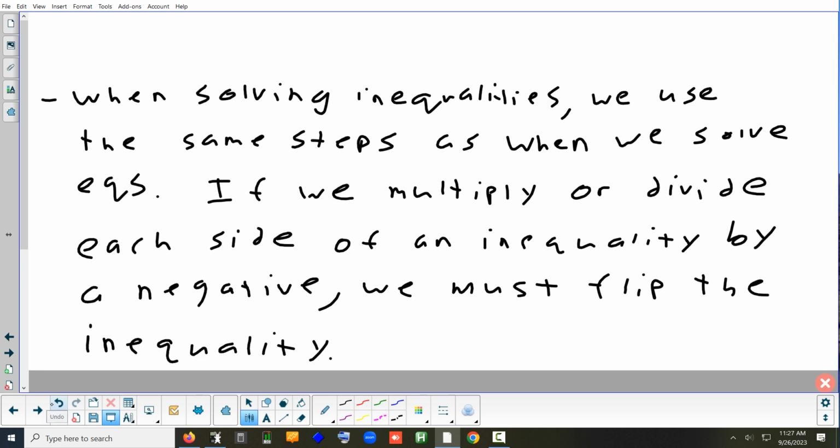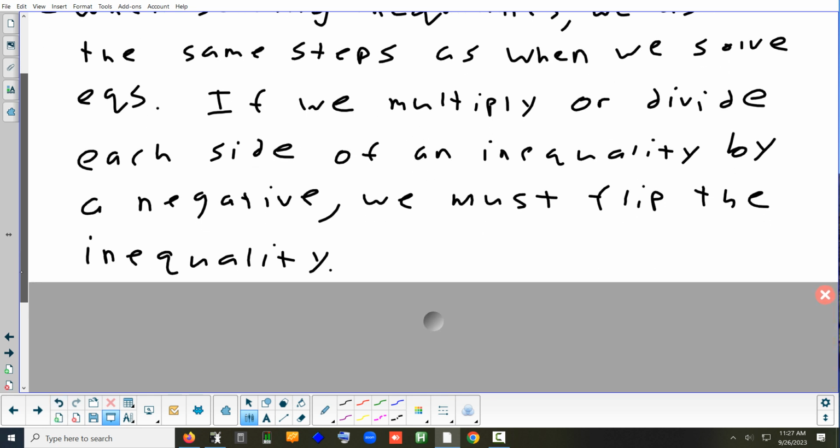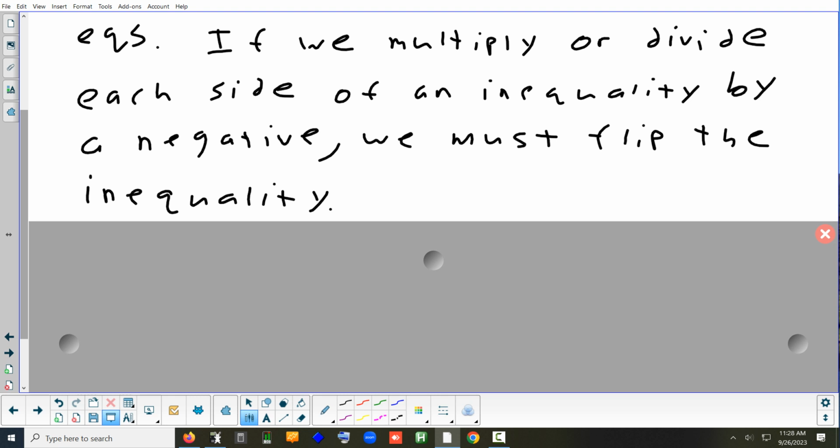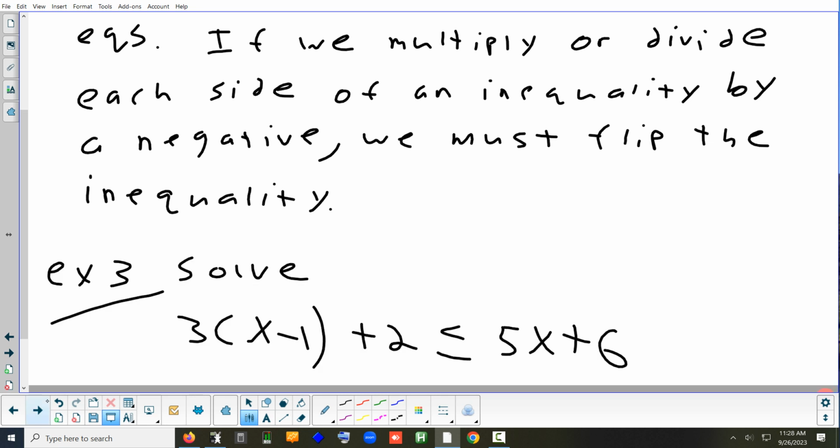That's true no matter what kind of inequality you're solving. If you're solving a conjunction where the x is in the middle, yep, you got to do it. If you're solving absolute value problems with inequalities in them, yep, you got to do it. Anytime you multiply or divide by a negative, you have to flip the inequality. Other than that, you solve it just like you would a linear equation, except the equal sign is replaced with an inequality.